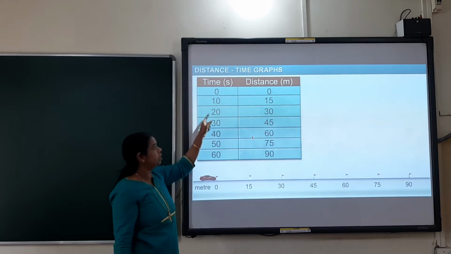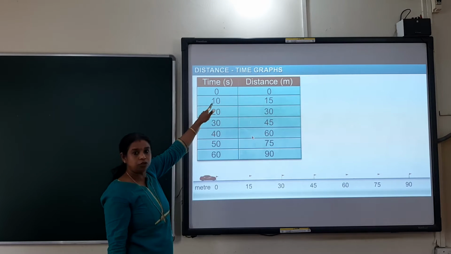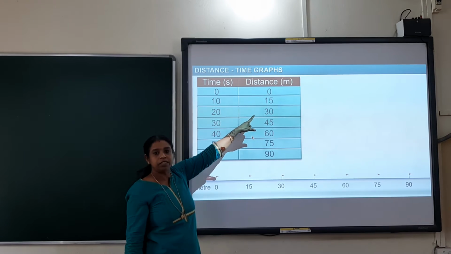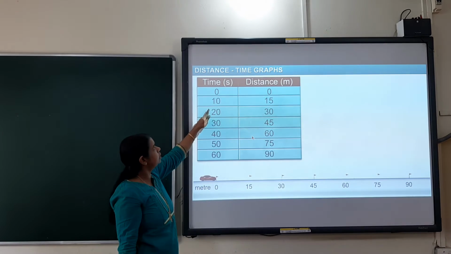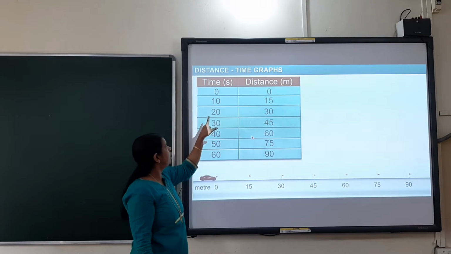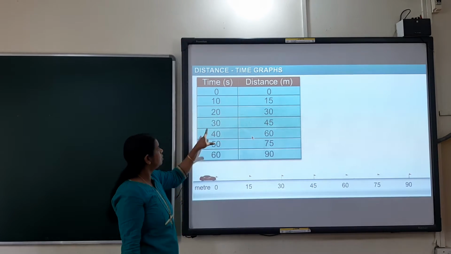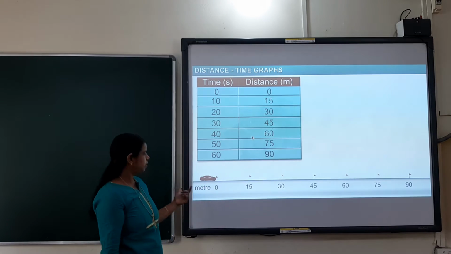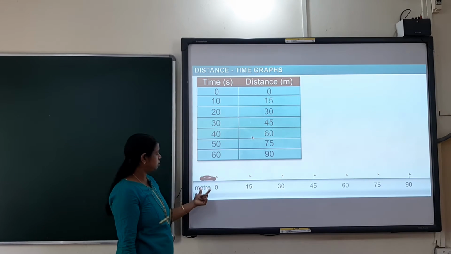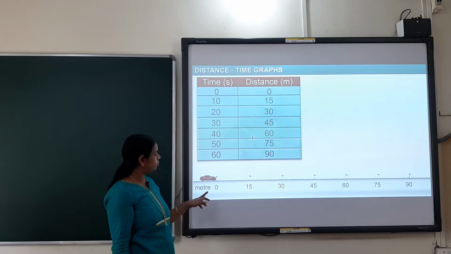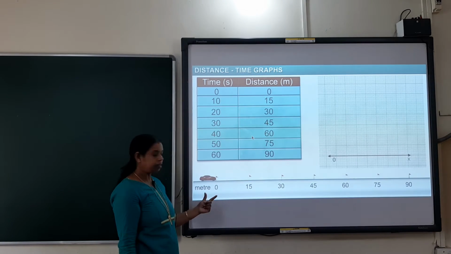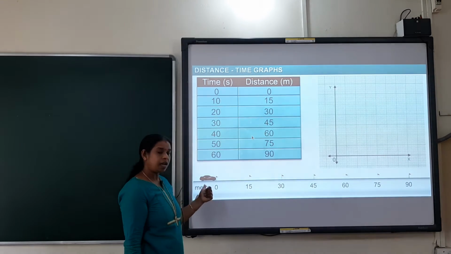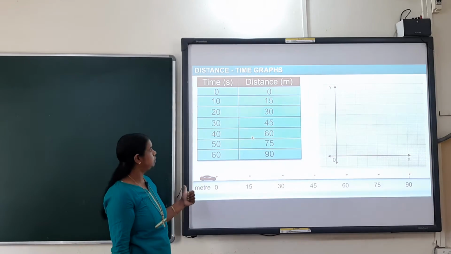Then this is our table. Here time is 0 seconds, the distance travelled is equal to 0 meter. In 10 seconds, 15 meter, and in 20 seconds, 30 meter, and so on. Then now the car is at rest. That means it is 0. The distance travelled is 0 meter, and the time taken is also 0.